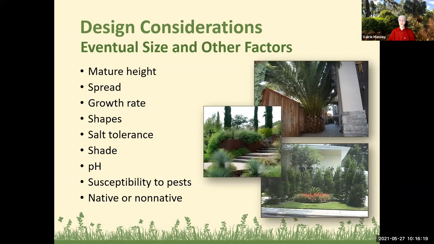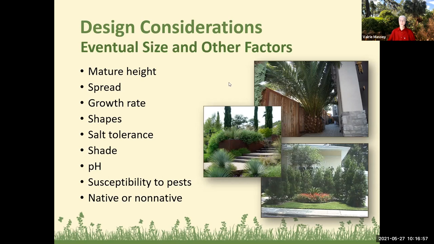I was saying earlier that you need to make sure you select what your eventual size is going to be: mature height, the spread, the growth rate, what the shape is going to be. If you want to use the natural shape of a plant's growth and you don't have to do much pruning, you need to think about that. If you want something that's meant to be pruned to have a more formal landscape, that's fine, but think about what type of plant you select that will work well for that.